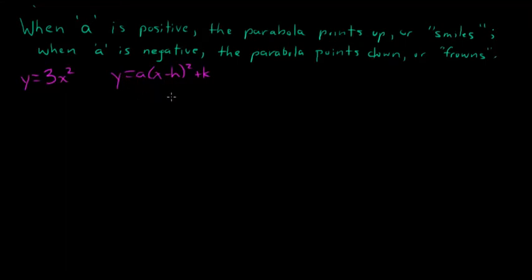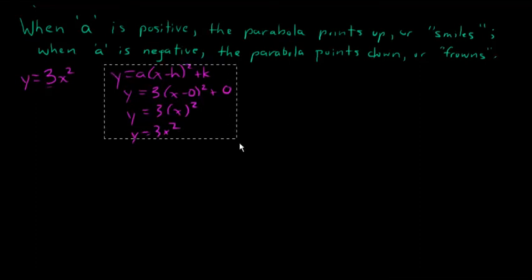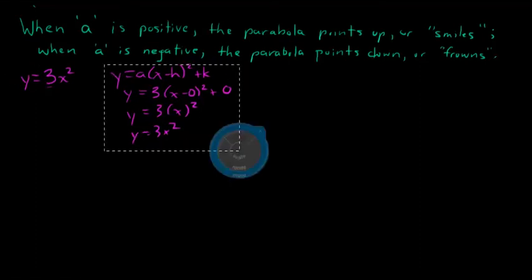So if the only transformation we're going to apply to y equals x squared is this 3, this a, that means that h is 0 and k is 0. To prove it to you, if h is 0 and k is 0, that pretty much simplifies down to exactly the same thing as y equals 3x squared. So it's the same thing. Good enough.